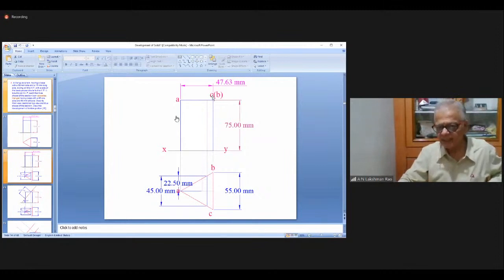CB is a straight line, C bracket B. Similarly, this is not a point. This is a straight line, the blue line. What is the length of that? 45. How do you get it?